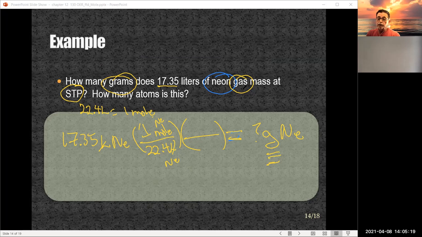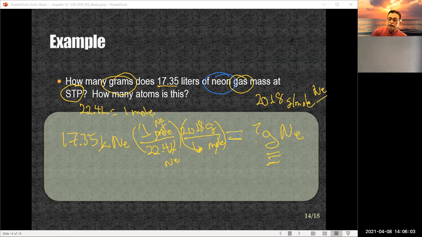So I need the atomic weight of neon, which is 20.18 grams per mole for neon. I want grams in the numerator, moles in the denominator. Why? Because I want my moles to cancel, leaving me with grams, because that's what the question asked for. So I plug in my 20.18 and 1 mole. Now I take 17.35 divided by 22.4, multiply that by 20.18. That should give me the grams.